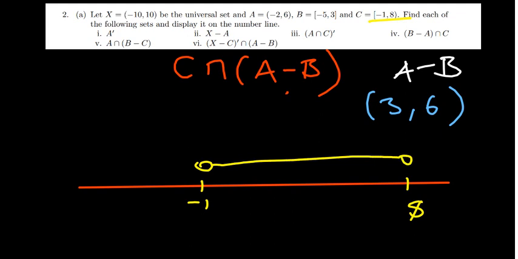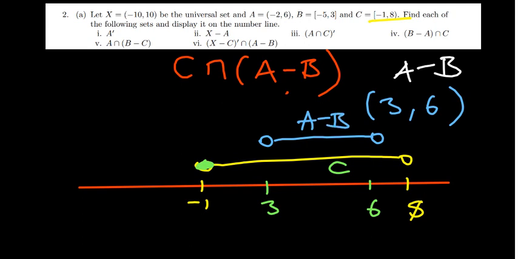Which part is expected to be shaded? If we look there, -1 is supposed to be shaded. This is our C. Then our A minus B, we've seen, is moving from 3 approximately there up to 6. So we have a set from 3 to 6. That is A minus B.